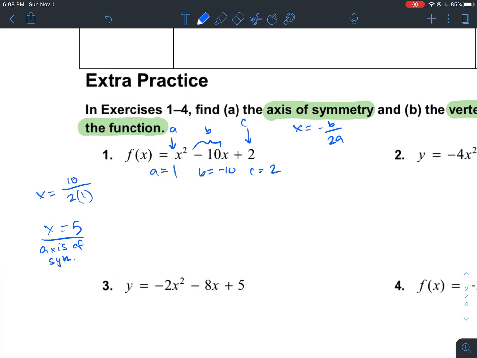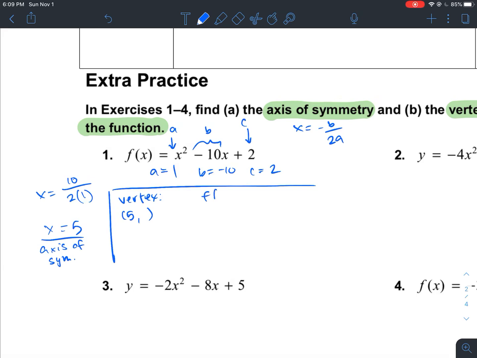Now it wants us to find the vertex. So here's the thing. We know the vertex will be 5, because that's the axis of symmetry, comma something. We don't know that value. But we can find this value right here, the y value, by plugging in the x value of 5, because we know that the vertex is at x equals 5. And so if we plug in 5 into our function, we can find the y value when x is 5.